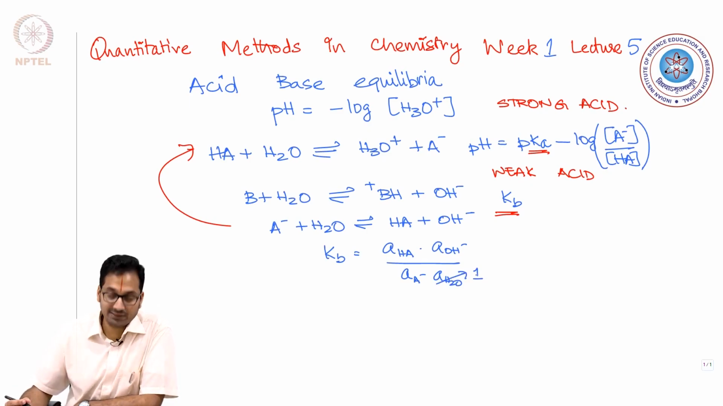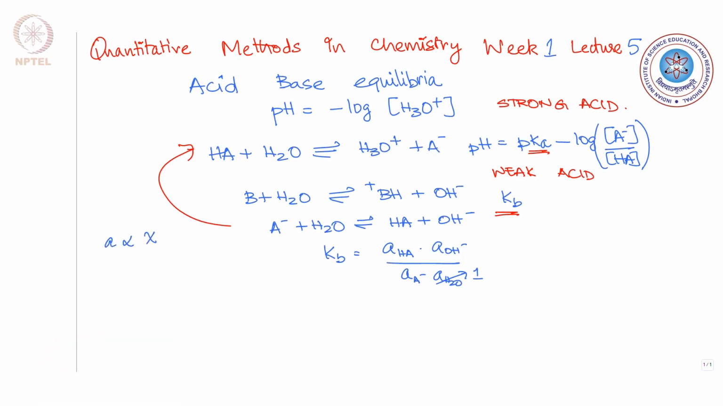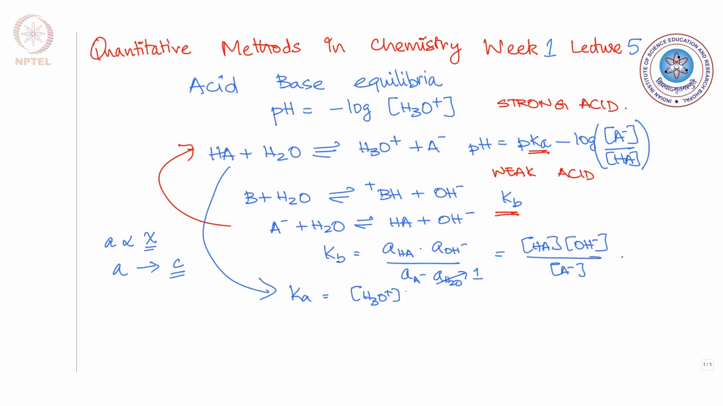And we define what is activity. Activity goes as the mole fraction or the concentration depending upon the solute. So, let us assume that this is at a low concentration, which will end up approximating the activity to the concentration of the solute itself. So, this ends up becoming HA times OH minus divided by A minus. And how was Ka defined from this equation? Ka was defined as H3O plus times A minus divided by HA.